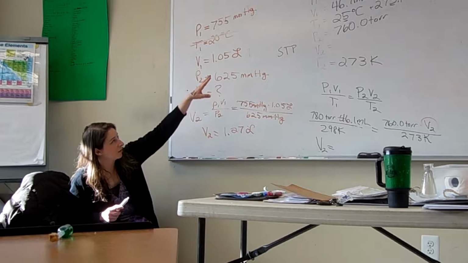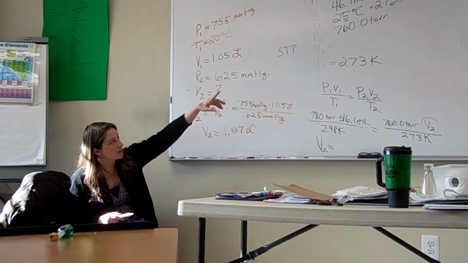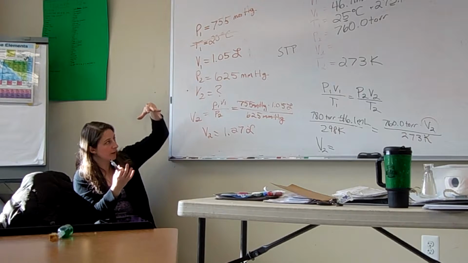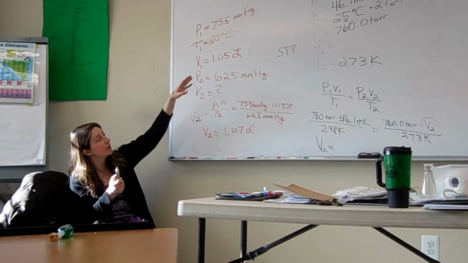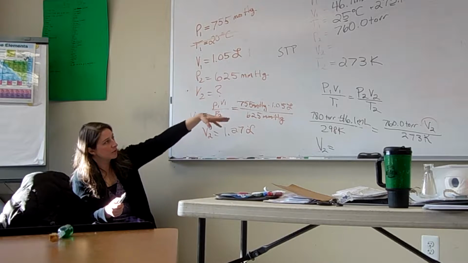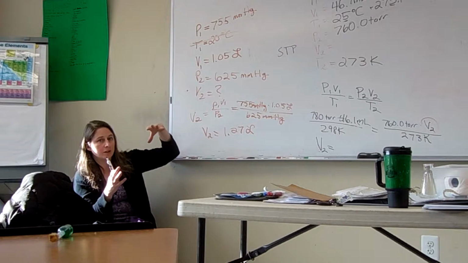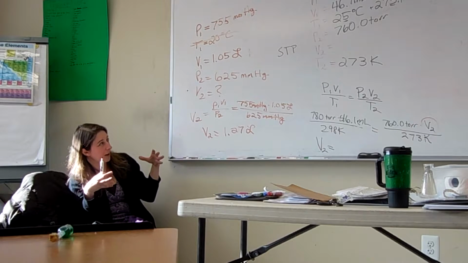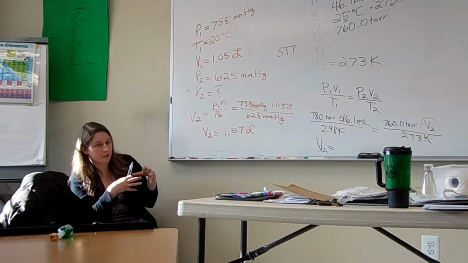Well, temperature is going down, right? From 298 to 273. So for this bubble in the shower, it's going to expand because temperature is going up, volume will go up. For this, temperature is going down, so volume will go down. So pressure going down will cause it to expand. Temperature going down will cause it to contract.